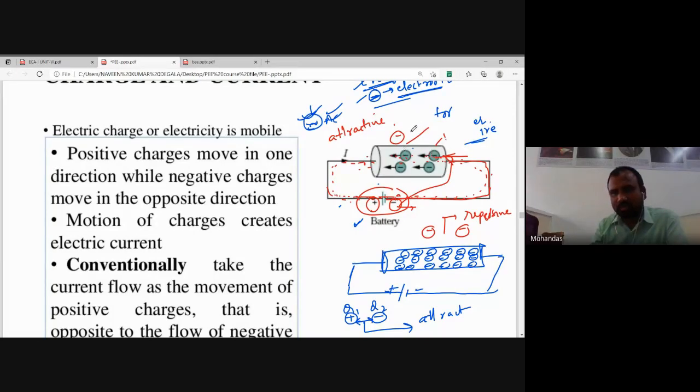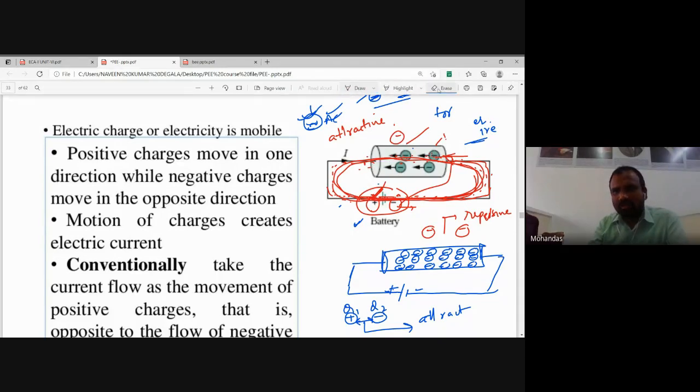Stationary means there is no movement. Once we apply a battery to a particular conductor, these electrons are moving. In this circuit, it is known as a circuit. Now come to here. These are also known as charges. Charges, electrons, are moving here.